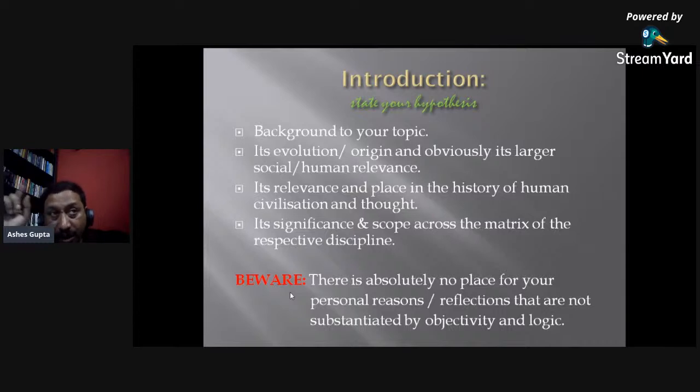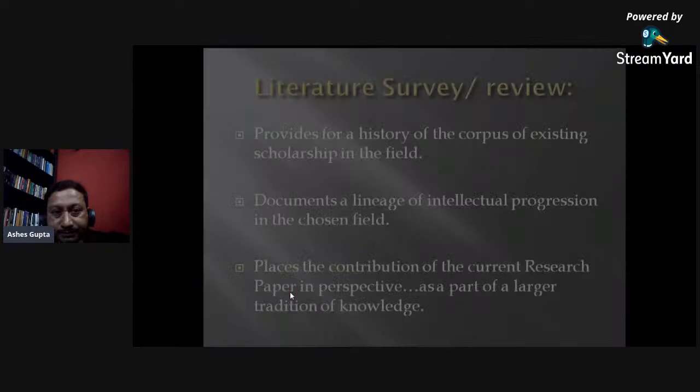Beware, and I have a warning out here, there is absolutely no place for your personal reasons, reflections that are not substantiated by objectivity and logic. Your guiding words, your guiding principles are two in number: objectivity and logic. Whatever is not objective, whatever is not logical, has no place in research paper writing.